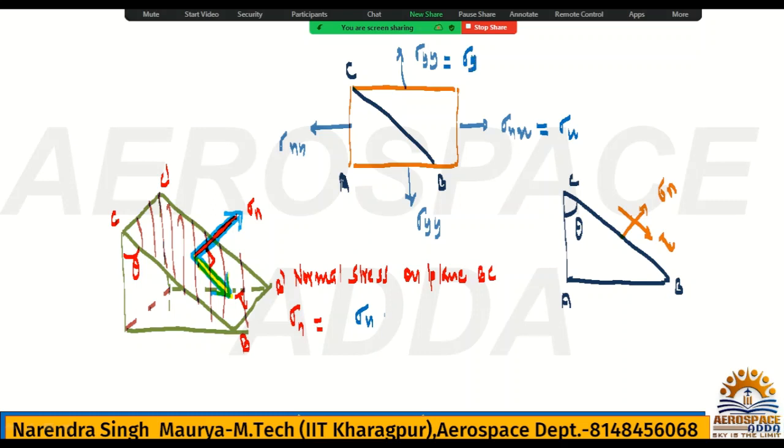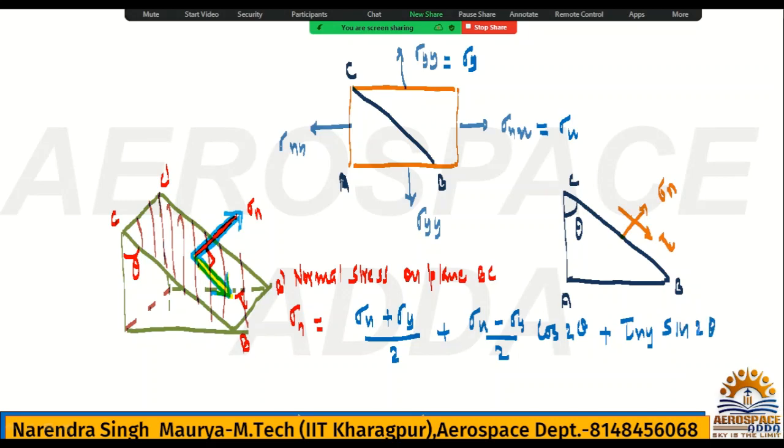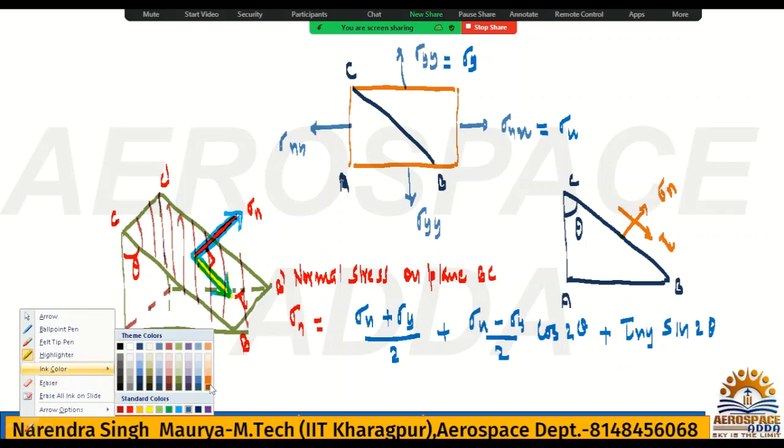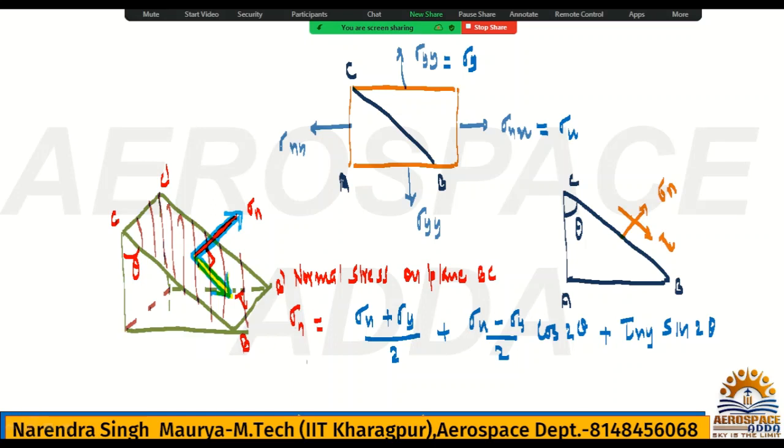Okay. So sigma n is sigma x plus sigma y by 2, plus, after derivation, this value will come: sigma x minus sigma y by 2 cos 2 theta, plus tau xy sin 2 theta. This is the derivation actually. Here I am directly writing it because I consider that the derivation is not important.